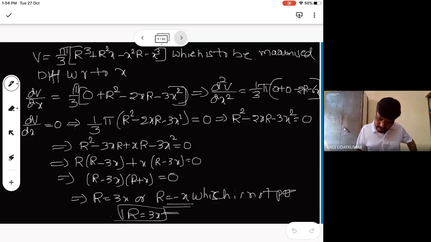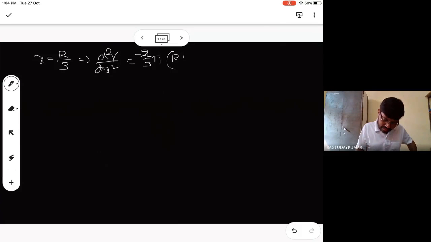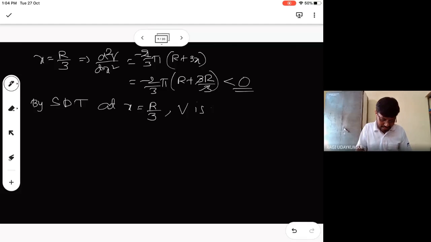So if you take r plus 3x, in place of x you have to substitute r by 3. So this is equal to minus 2 by 3 pi into r plus 3 into r by 3. So this is what you are going to get, obviously less than 0. Less than 0, so by the second derivative test, at x equal to r by 3, V is maximum.